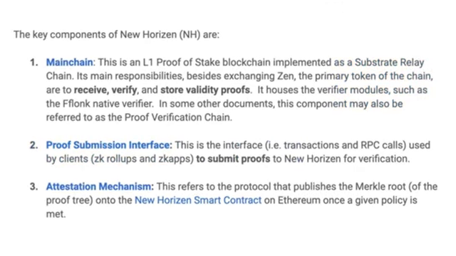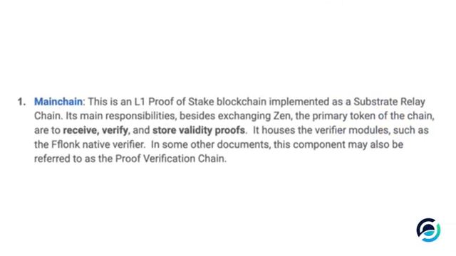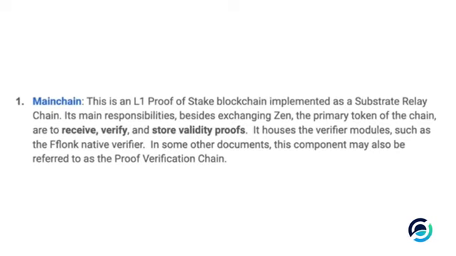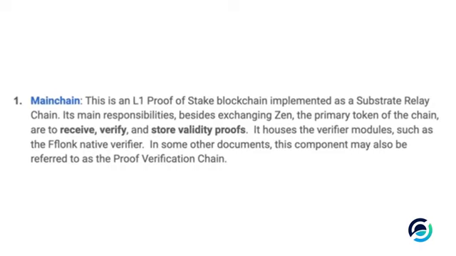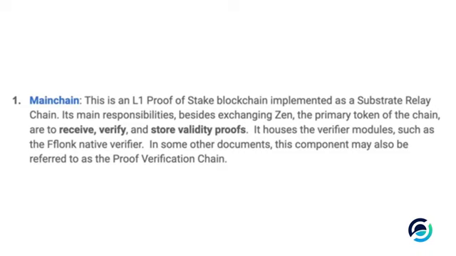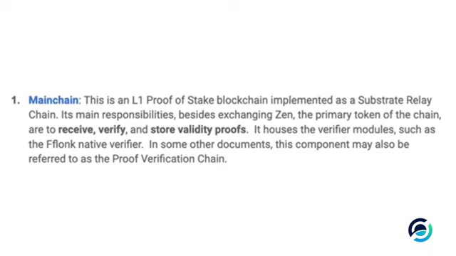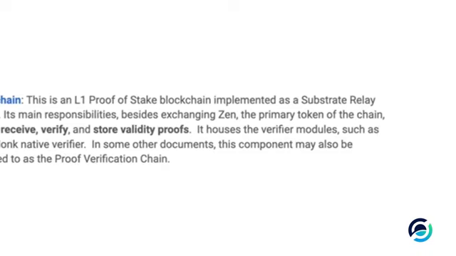So just to begin, the main chain is a standard layer 1 blockchain. It's based on Substrate, and its main responsibilities are to receive proofs, verify them, and store them in blocks, and make the verification available for other parties to see if their proof was verified.